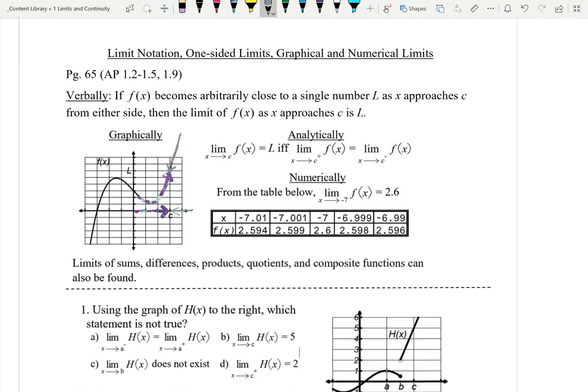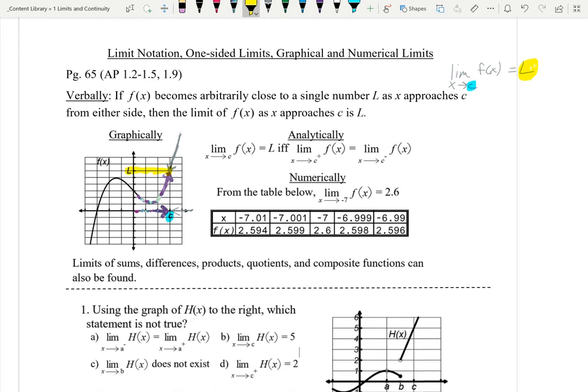All right. So the way we write that, it is the limit as x approaches c of f of x is equal to L. So the limit as we're approaching, that's an x value. So that's my x value right here. The y value, the height that we are approaching, that is a y value.